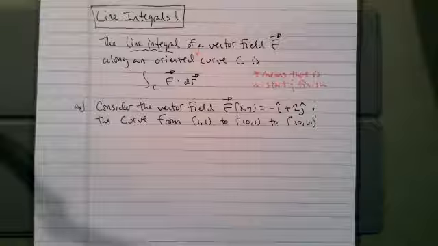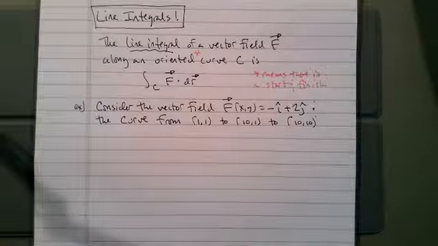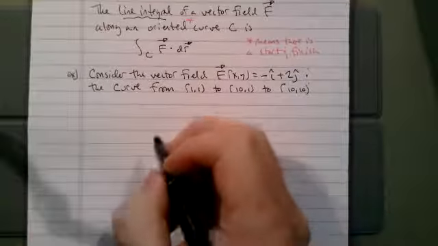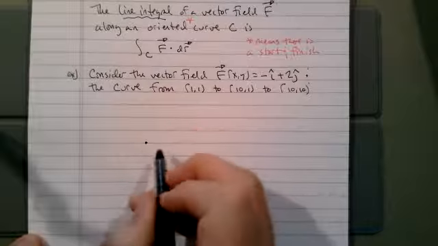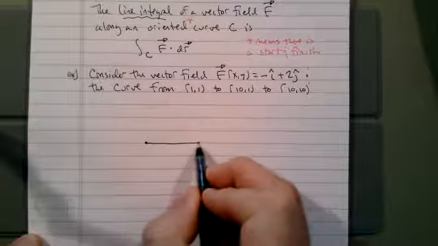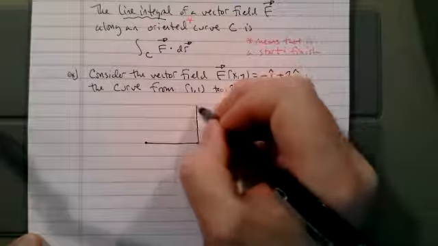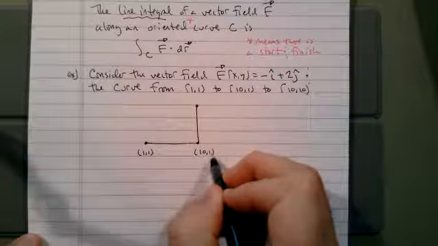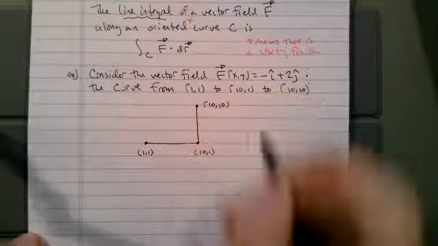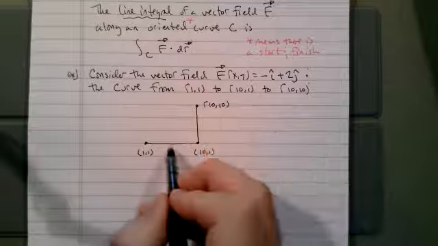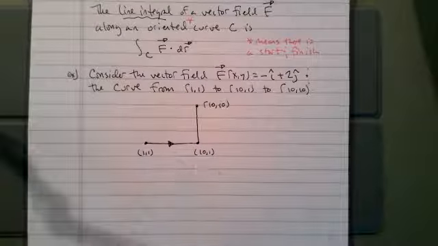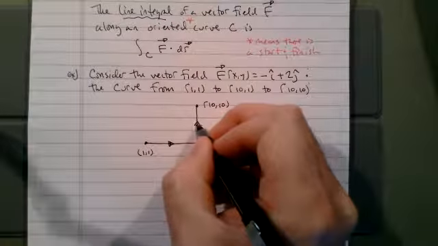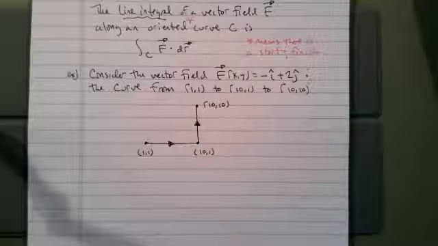So let's draw a picture of what's going on. The curve goes from 1, 1 to 10, 1. So I'm going to start off at the point 1, 1, goes to the point 10, 1, and then goes up to the point 10, 10. So here's the point 1, 1, here's the point 10, 1, and here's the point 10, 10. And we went from 1, 1 to 10, 1, so we're going in this direction. Here's a little arrow to indicate the direction. And then it goes from 10, 1 up to 10, 10. So we'll label the orientation of the curve.